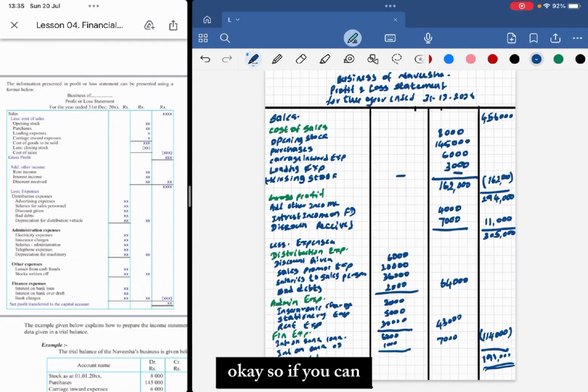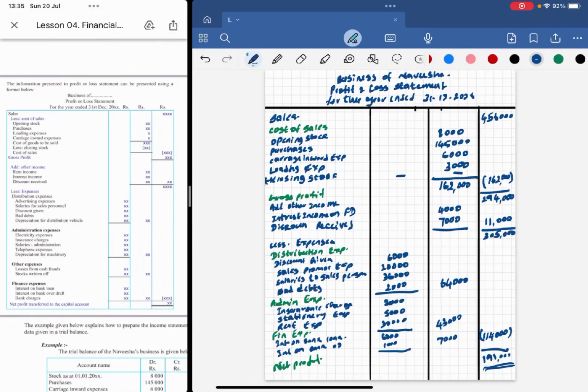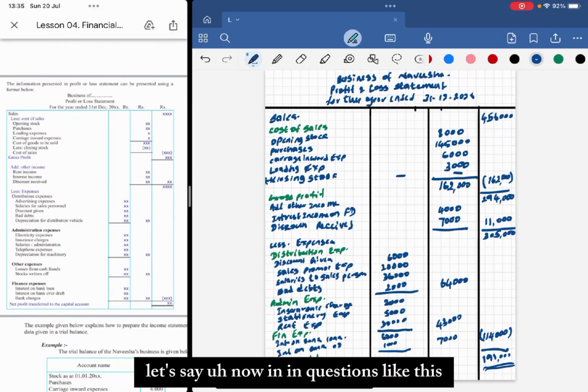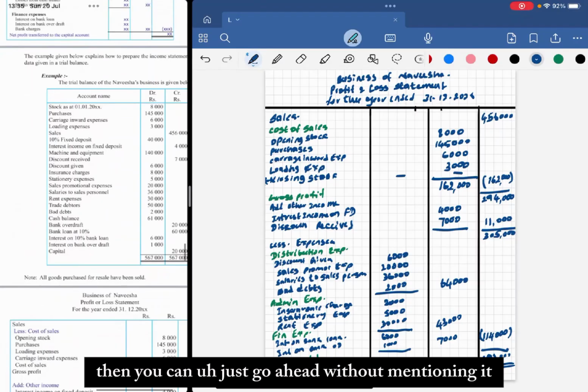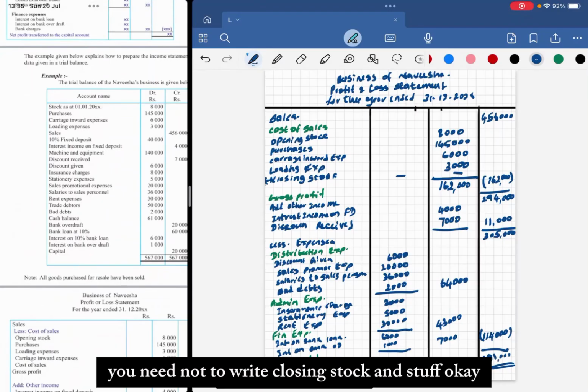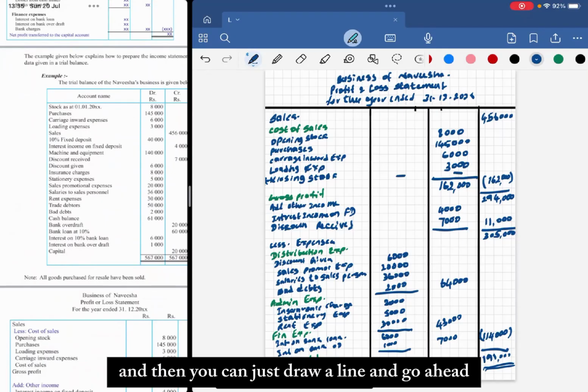Okay. So if you can remember this, it will be very easy. For your reference, in questions like this we always get closing stocks, but sometimes you might not get it. Then you can just go ahead without mentioning it. You need not write closing stock. Remember the format, and then you can just draw a line and go ahead.